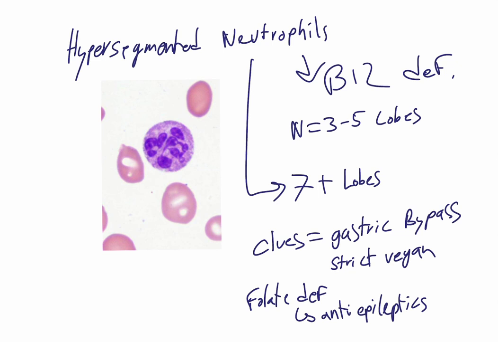The vignette will usually have a patient with gastric bypass or someone that's adhering to a strict vegan or vegetarian diet, everything pointing towards B12 or folate deficiency. Also, know that folate deficiency can also occur due to drugs like anti-epileptics.